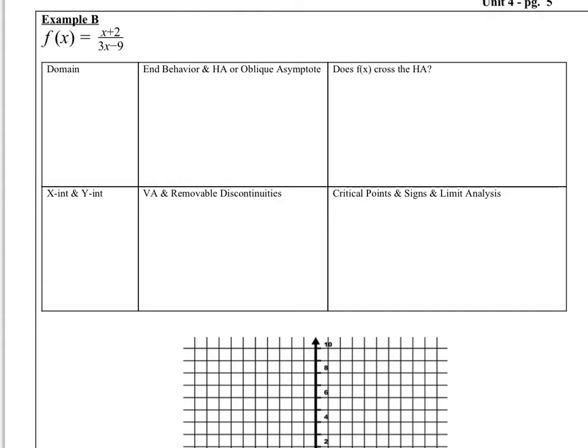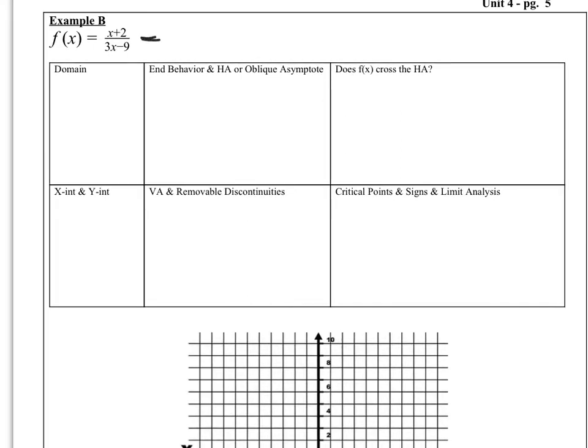All right, so let's look at another example. So once again, I'm going to start with factoring everything. So I get x plus 2 stays the same, GCF of 3 in the denominator, x minus 3. So my domain will be negative infinity to positive 3, union 3 to infinity. Hopefully we've done those enough this year.